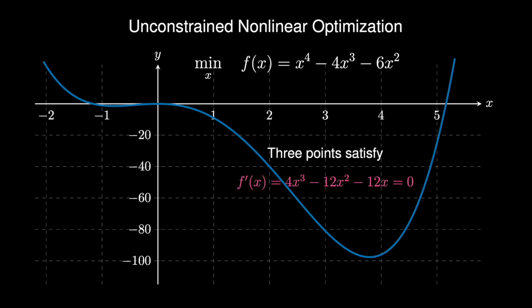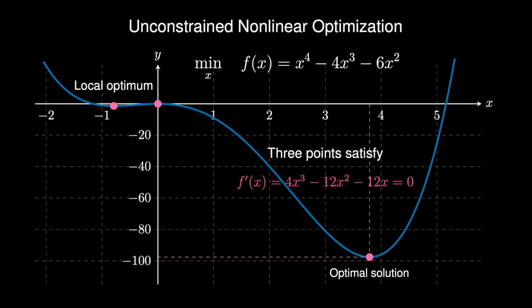Taking the first-order derivative and setting it to 0: 4x cubed minus 12x squared minus 12x equals 0. This cubic equation has 3 solutions, meaning there are 3 points where the slope is flat. Not all of them are minima. Let's identify which one is a true global minimum.